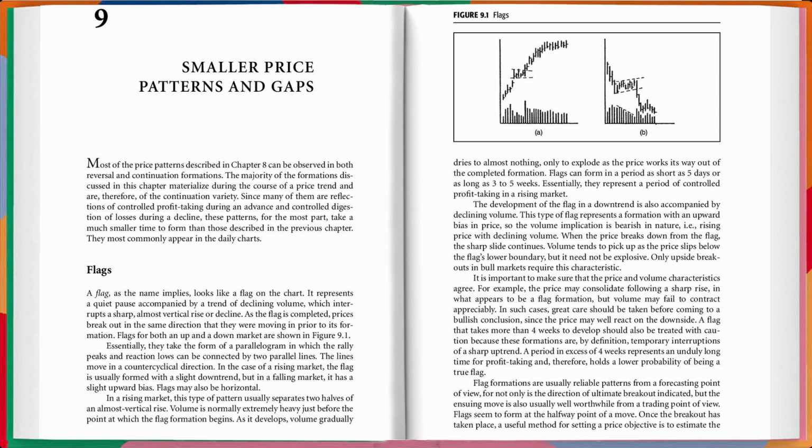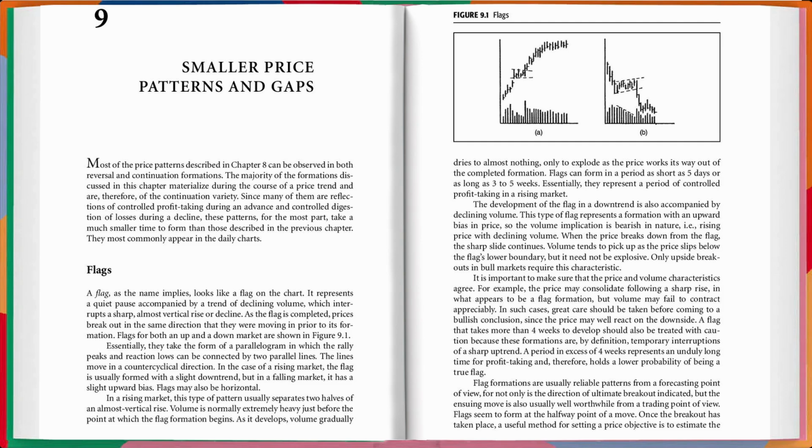Flags. A flag, as the name implies, looks like a flag on the chart. It represents a quiet pause accompanied by a trend of declining volume, which interrupts a sharp, almost vertical rise or decline. As the flag is completed, prices break out in the same direction that they were moving in prior to its formation. Flags for both an up and a down market are shown in Figure 9.1. Essentially, they take the form of a parallelogram in which the rally peaks and reaction lows can be connected by two parallel lines. The lines move in a countercyclical direction.